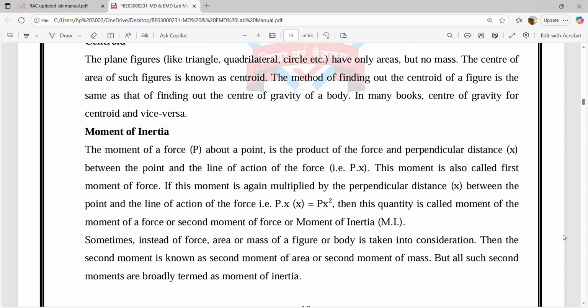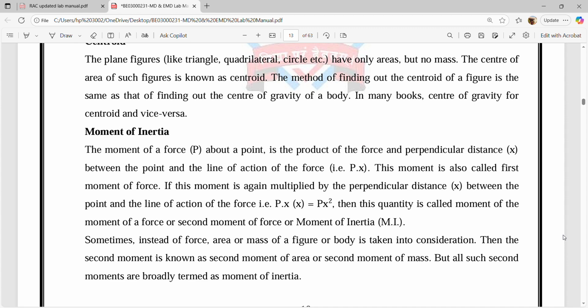Moment of inertia. The moment of force P about a point is the product of the force and perpendicular distance x between the point and the line of action of the force, that is P into x. This moment is also called first moment of force. If this moment is again multiplied by the perpendicular distance x between the point and the line of action of the force, that is P into x is equal to Px square, then this quantity is called moment of force, or second moment of force, or moment of inertia, MI.